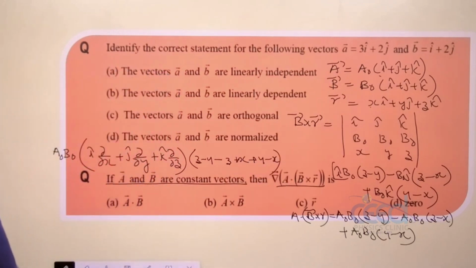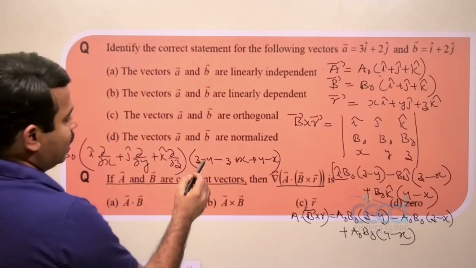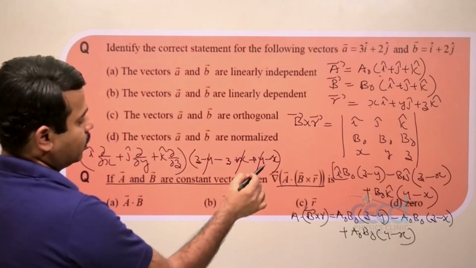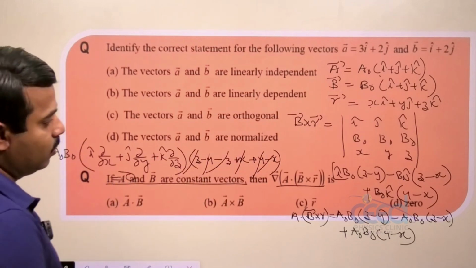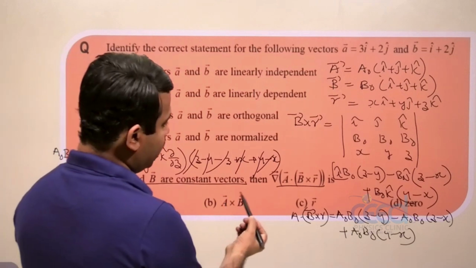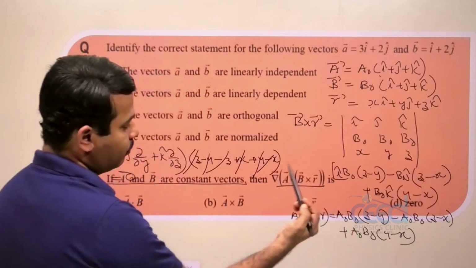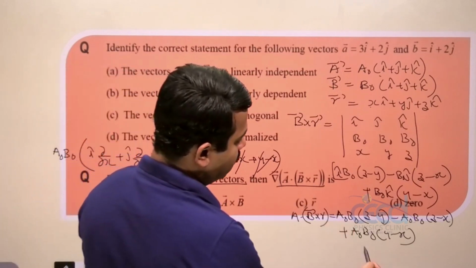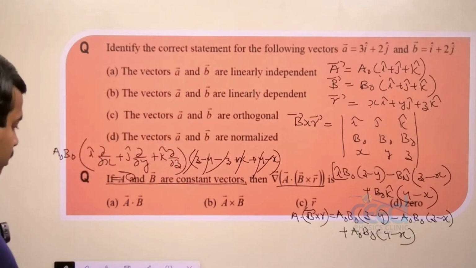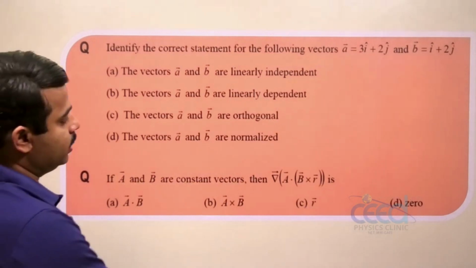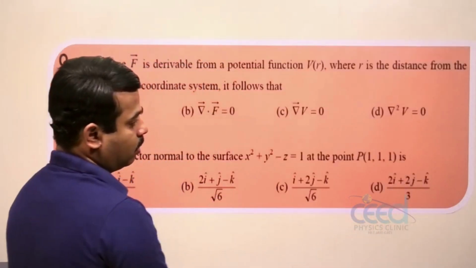Now this is 0, this is 0, this is 0. So the total answer is 0. We need not calculate this; B cross R dot A itself is 0 when we expand this. So the answer is 0. Option D is correct. Alright, Option D is correct.